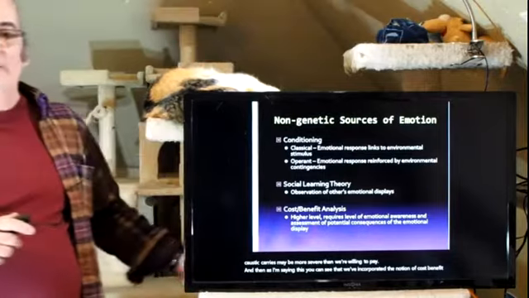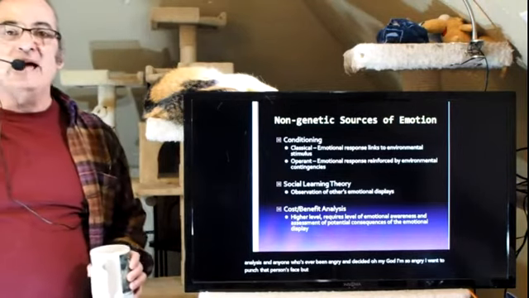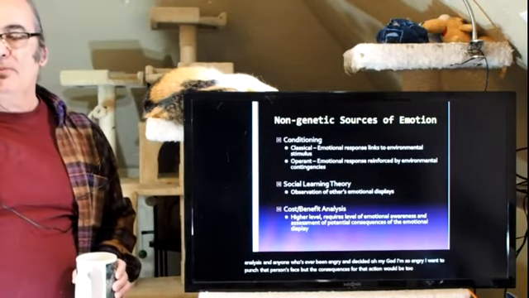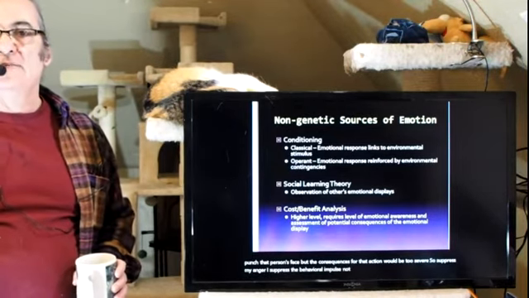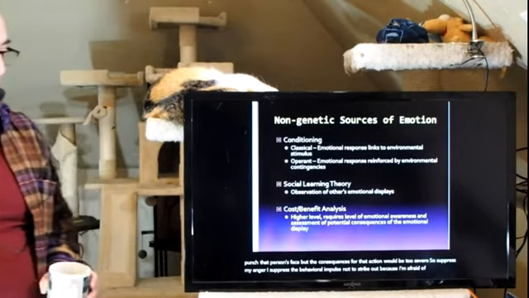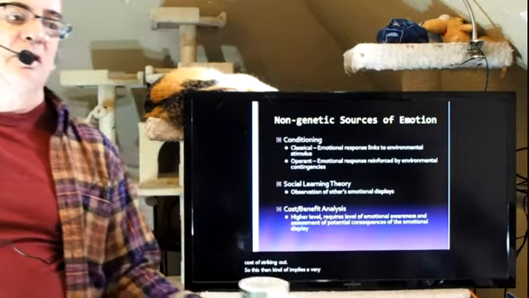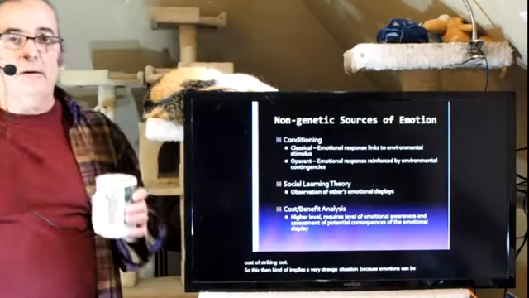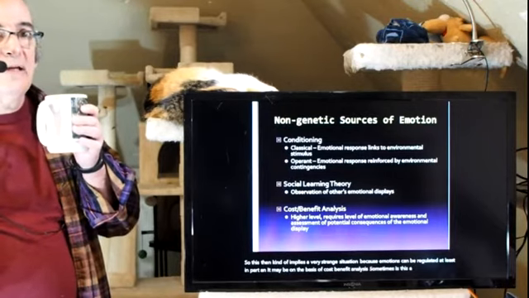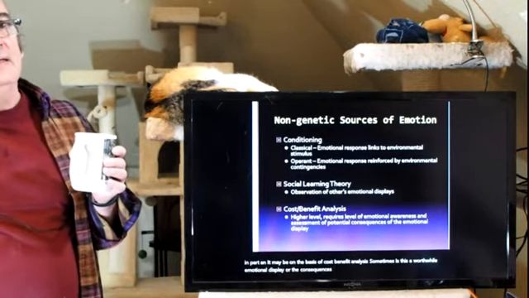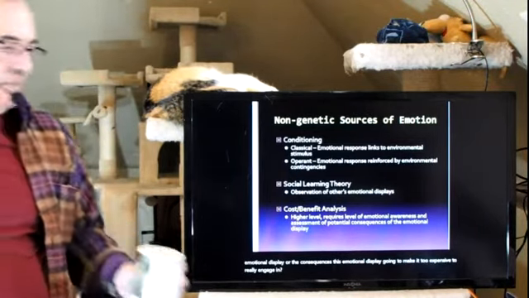Anyone who's ever been angry and decided, oh my God, I'm so angry, I want to punch that person's face, but the consequences of that action would be too severe, so I suppress my anger, I suppress the behavioral impulse to strike out because I'm afraid of the cost of striking out. So this implies a very strange situation, because emotions can be regulated, at least in part, and it may be on the basis of cost-benefit analysis sometimes. Is this a worthwhile emotional display, or are the consequences going to make it too expensive to really engage in? Kind of getting it?